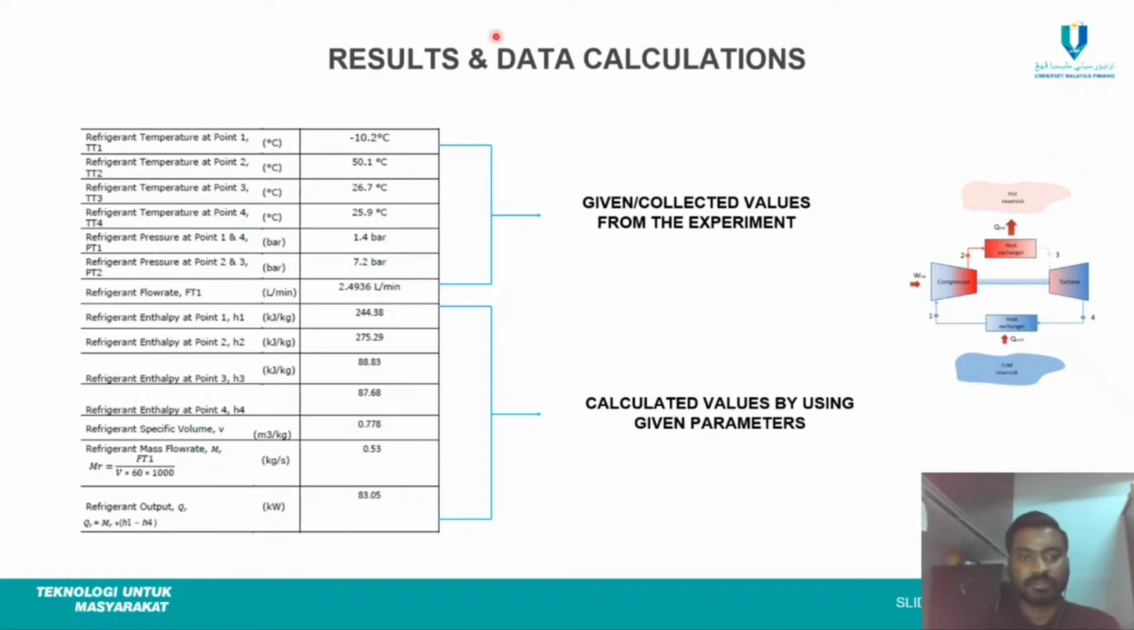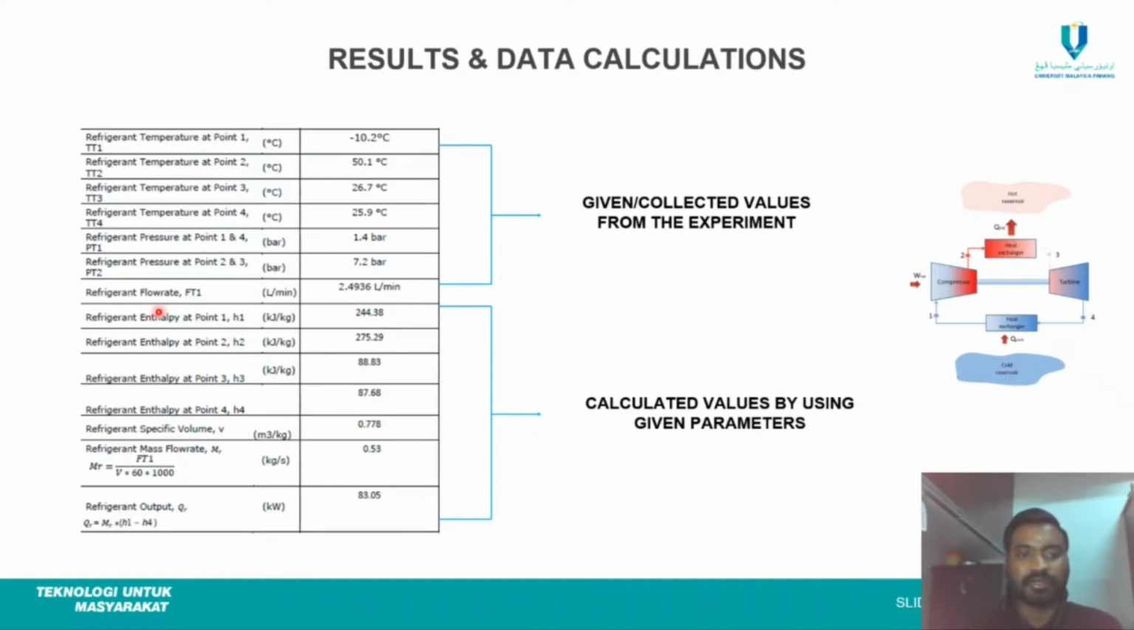I am here to present my part in the air conditioning lab report, which is the results and data calculations. Let's see the table we completed through the lab report. The temperature from point 1 until point 4 and also the refrigerant pressure from point 1 to 4 were collected from the experiment. By using the collected values from the experiment, we need to find the following parameters according to the report.